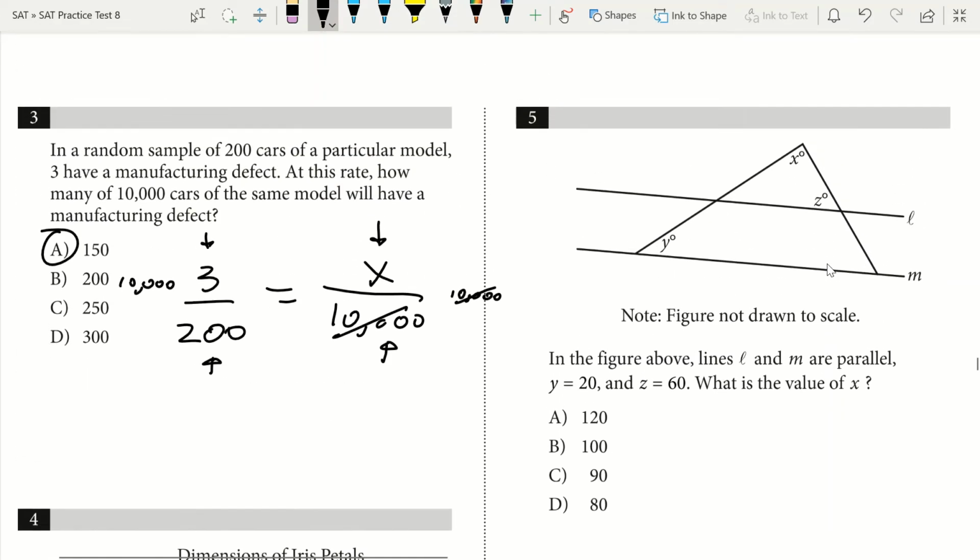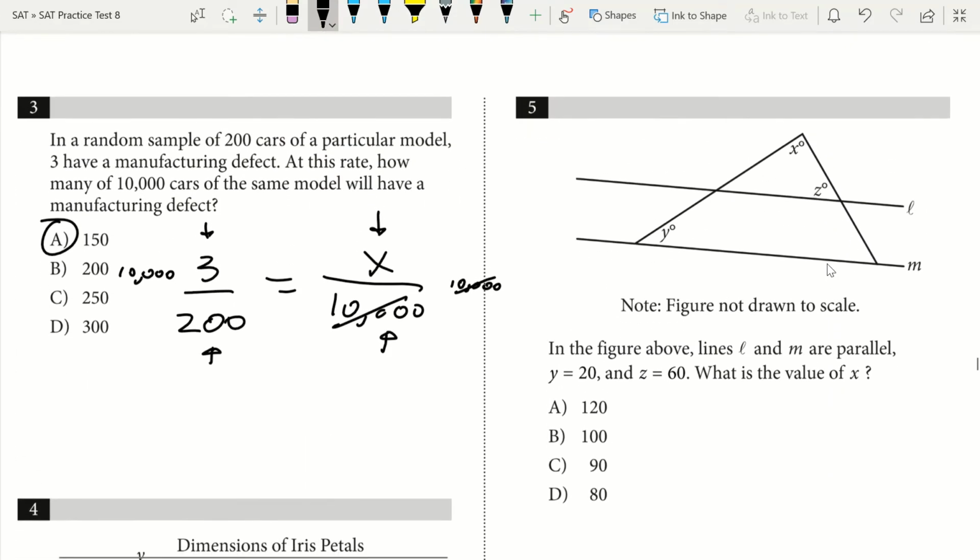All right, question 5. In the figure above, lines L and M are parallel. Y is equal to 20 and Z is equal to 60. What is the value of X? Well, since lines L and M are parallel, I see that I have corresponding angles at 20 where Y is and also right here. So I can say that 20 is right where that arrow is pointing. So now I have 60 plus 20, right? So that's going to give me 80. So I do 180 minus 80 to solve for X. 180 minus 80 gives me 100 for X, so my answer is B.